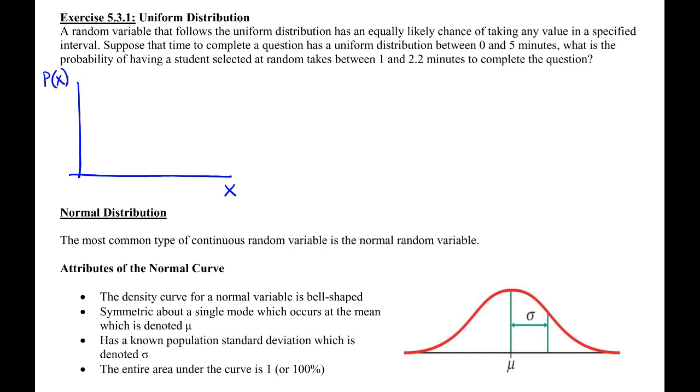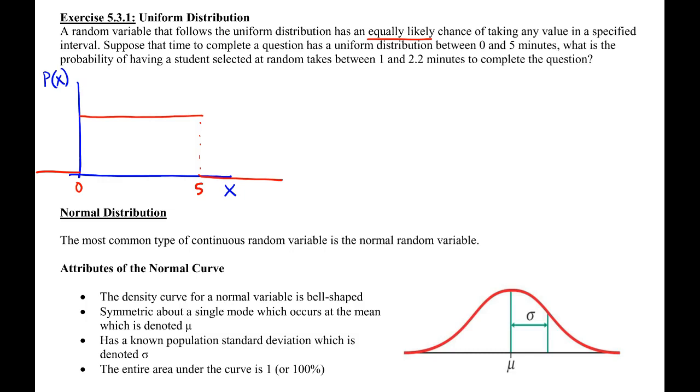Now, a uniform distribution means every probability is equally likely, right? So we're going to make our probability straight. And this probability is going to go from 0 to 5 minutes. After 5 minutes, it drops to 0. It's impossible to take more than 5 minutes according to this question. Before 0, it's at 0. So the only curve that we have above 0 is between 0 and 5, and it's all equally likely.